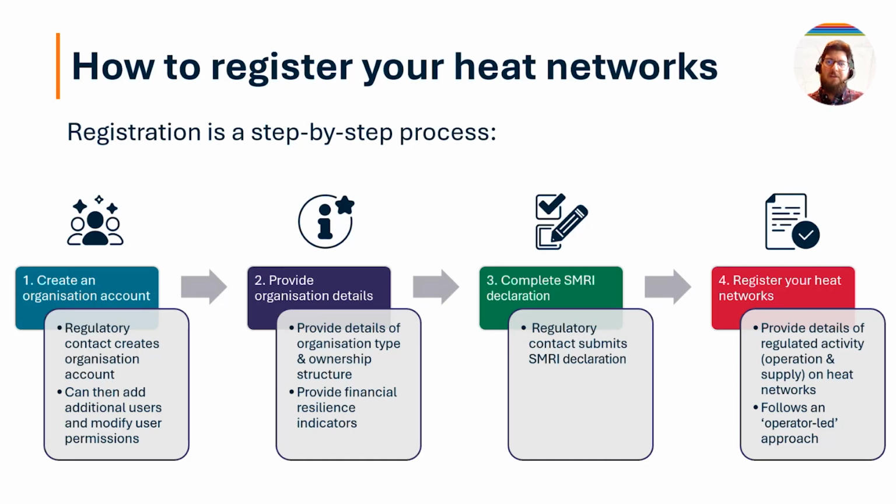Registration is made up of 4 main stages. First, you create an organization account. Second, you provide organization details. Third, you submit a declaration relating to significant managerial responsibility and influence, known as SMRI. And finally, you register your heat networks. This part of the process is led by the operator providing information first, then, if the supplier is a separate entity, inviting any suppliers to complete their sections. In the next slides, we will look at each of these steps in detail.